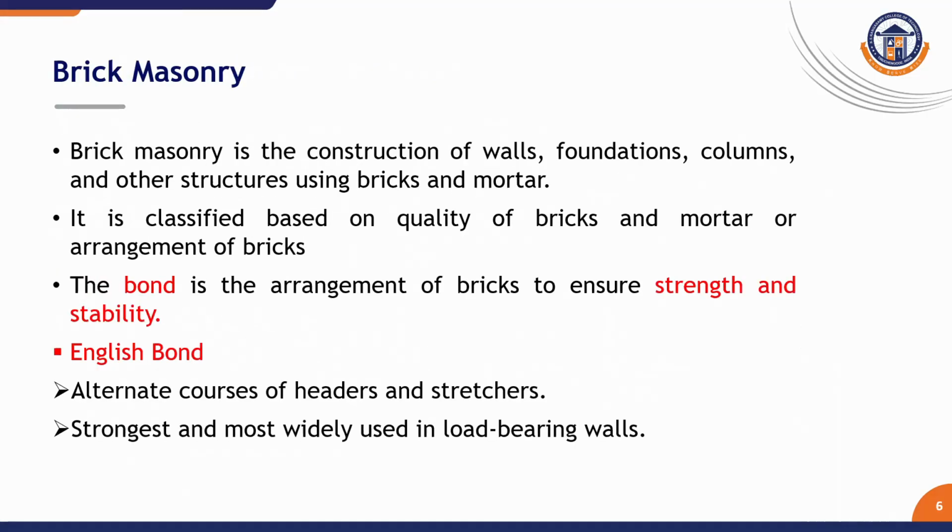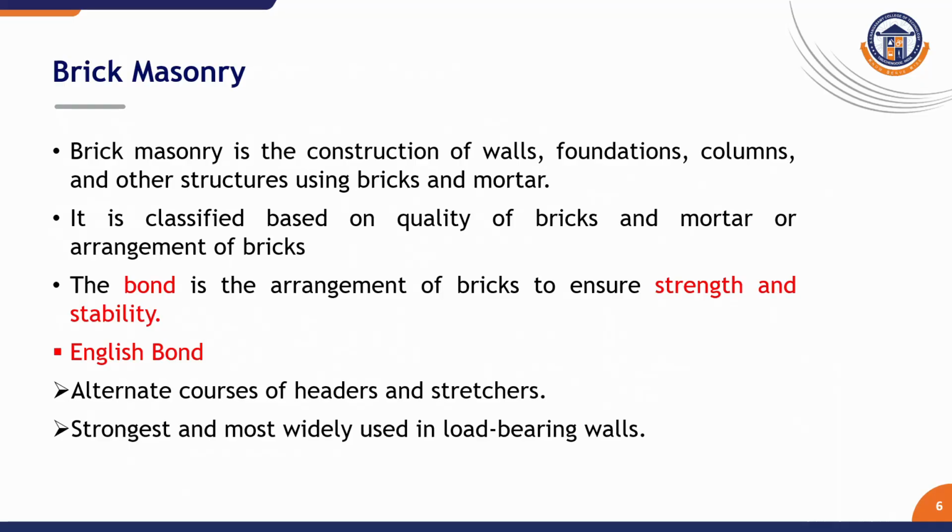The next one is brick masonry. Brick masonry is the construction of walls, foundation, columns, and other structures using bricks and mortar. The bond is the arrangement of bricks to ensure strength and stability. In the brick masonry construction, different types of bond are used, and the English bond or Flemish bond is maximum utilized in the construction industry.